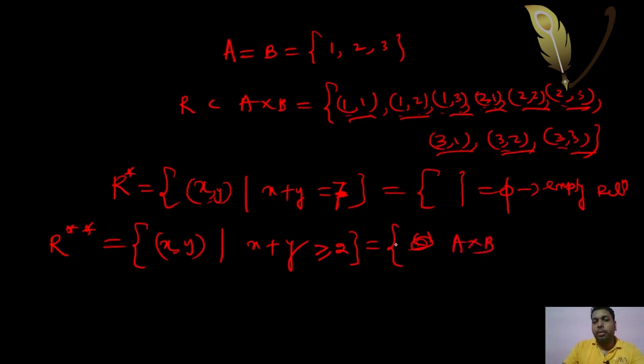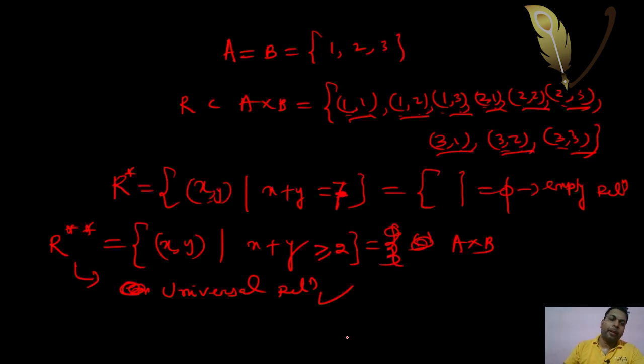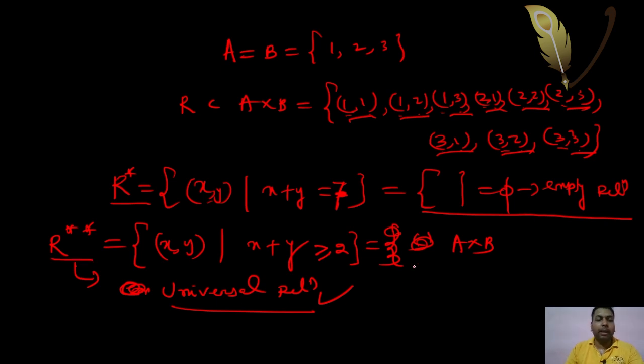So R double star is the same as A cross B. R double star is called the universal relation. So R star is the empty relation, and R double star is the universal relation. Since A equals B, we can say that this is an empty relation on A, and again, R double star is a universal relation on A.